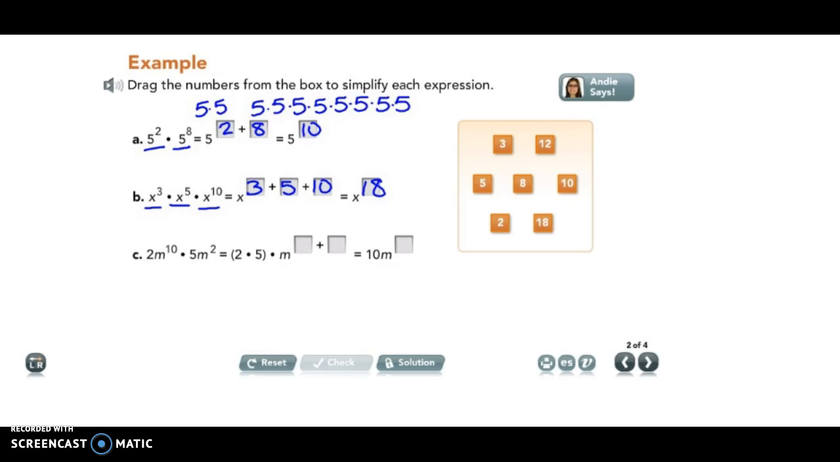This one, our bases are not the same. So we have a 2 and a 5 out front, and then we have m to the 10th and m to the 2nd. So we're going to separate them out like that. So we have 2 times 5, which is 10, and we have m to the 10th power and then to the 2nd power. So that's going to give us m to the 12th power because we're going to add those. So we have 10m to the 12th.